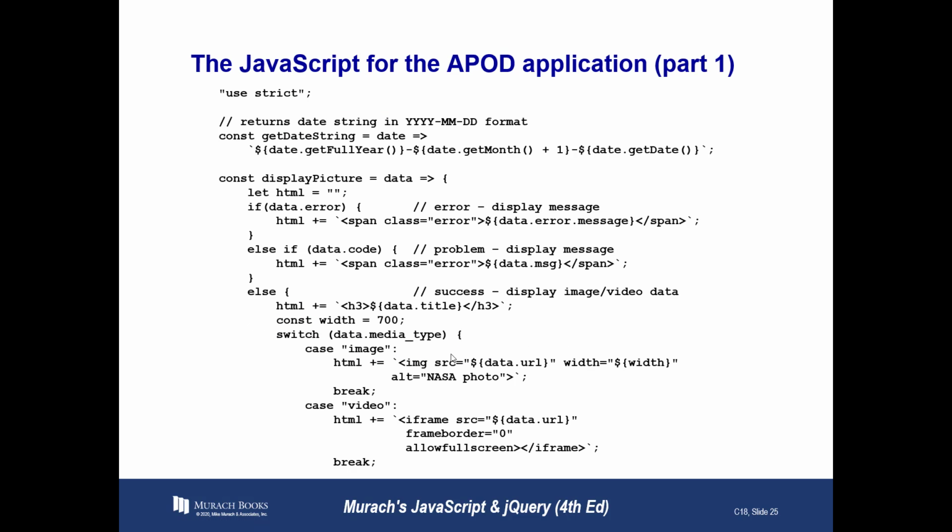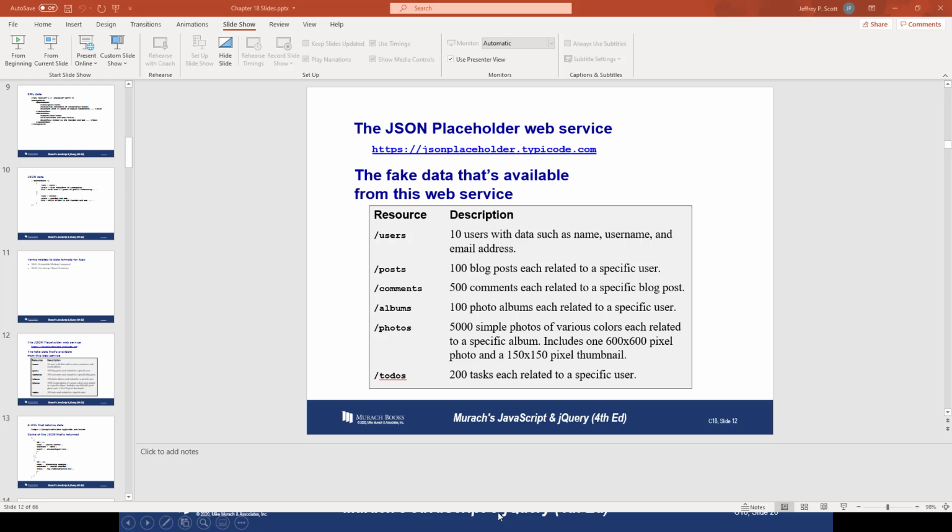All right, so let's quickly go through this. So use strict, as it says, returns as date string. All right, and there we're displaying the picture. Notice if there's an error, we're going to print that out. Otherwise, as it says, if there's some kind of a problem with the data, it'll display a different message. Otherwise, if we get in here, the idea is it's going to show us the picture.